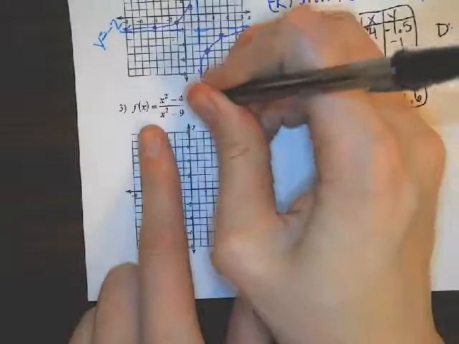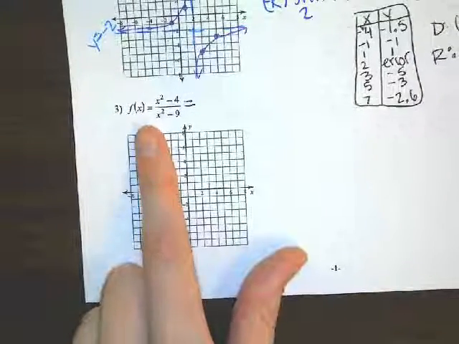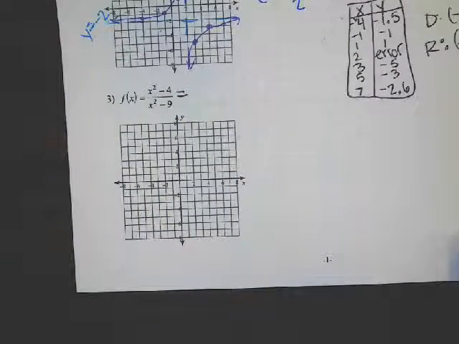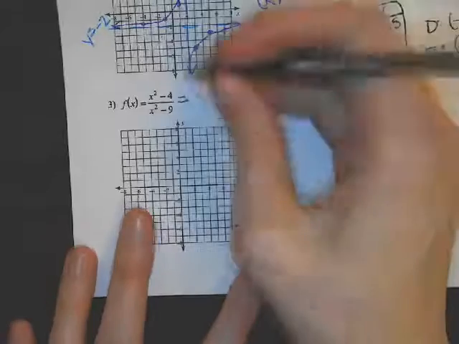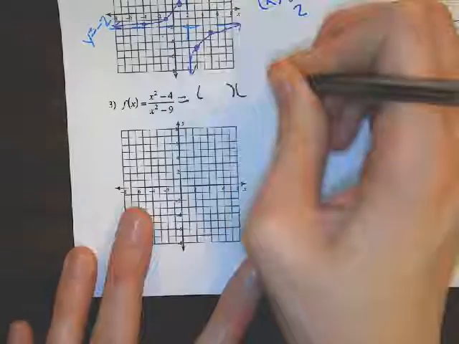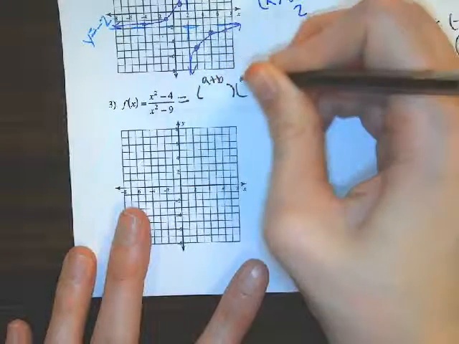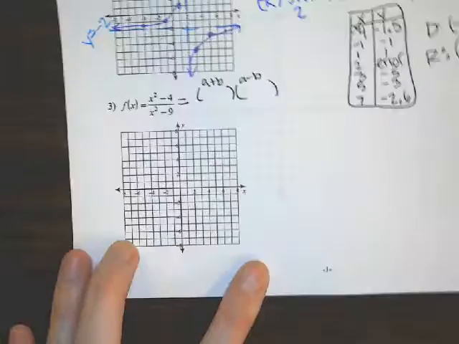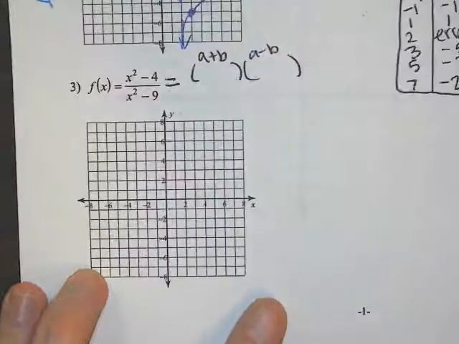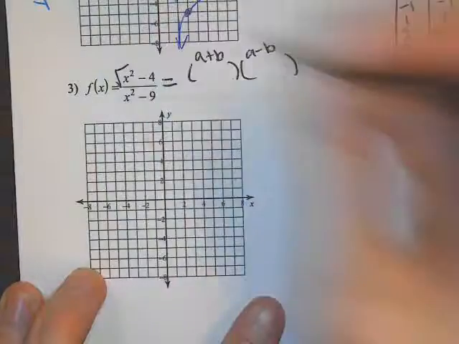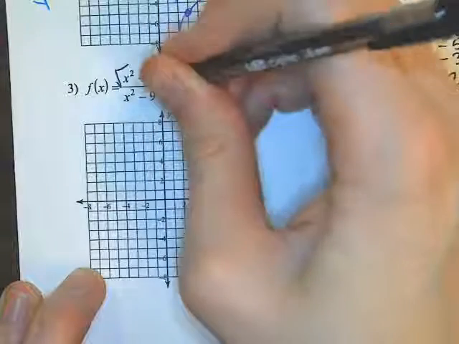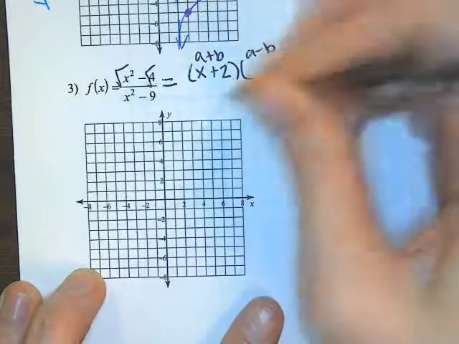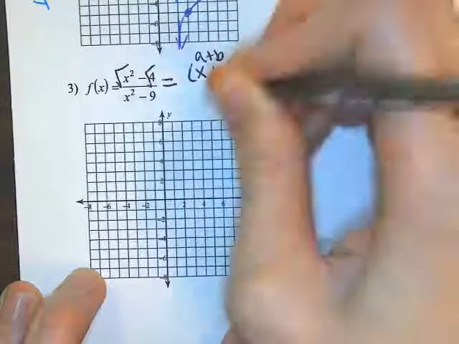Why is it difference of squares? Because they're both perfect squares. Okay, what's the GCF on both of them? 1. Okay, so using difference of squares, we want to put it in something where we have a plus b times a minus b. How do I find the a and the b values? You square root the terms. So I square root x squared, my a is x. I square root 4, my b is 2. So then a minus b would be x minus 2.